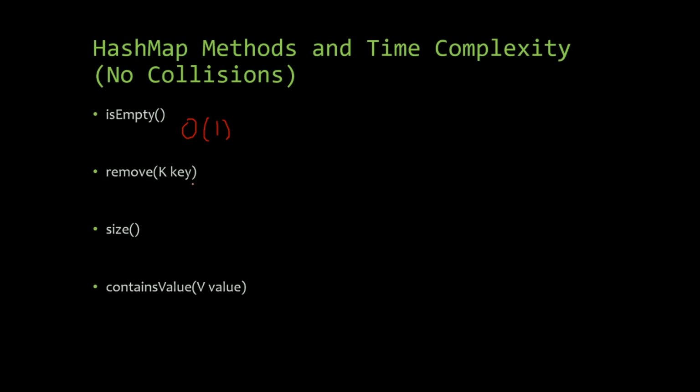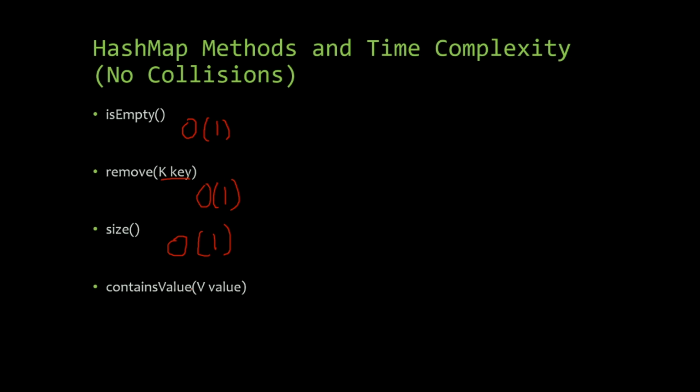To remove, same thing, all we do is convert the key to a hash code and then take the value from that hash code, which would be the index, and just remove it. So that time complexity is 1. For size, same thing with isEmpty, it's always going to be constant time if the values are evenly spread. And you don't need to worry about that, just know that size and isEmpty are constant time complexity.